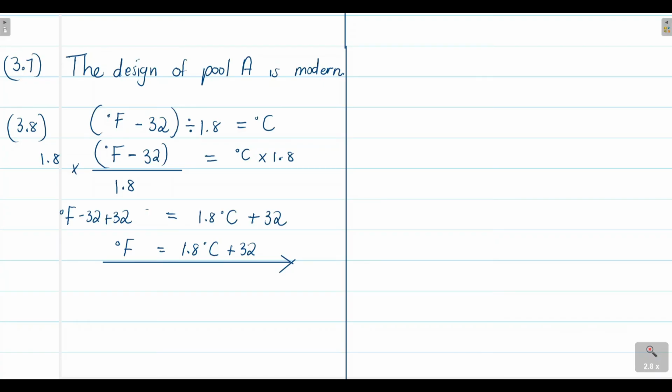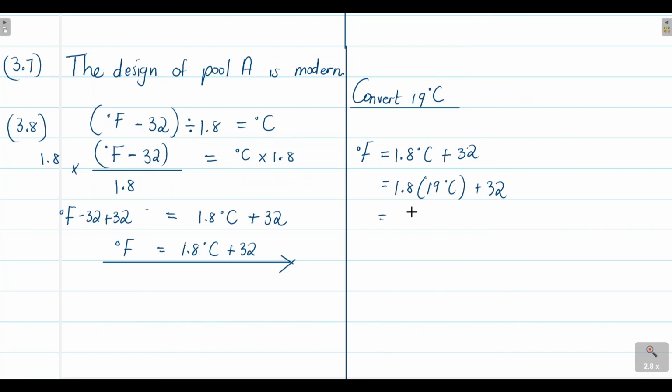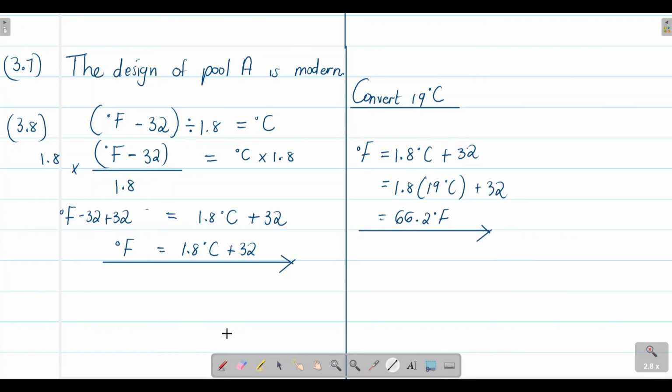To get the degrees Fahrenheit for 19 degrees, I want to convert the 19 degrees Celsius, right? So I'm going to take degrees Fahrenheit is equal to 1.8 times degrees Celsius plus 32. Where I see degrees Celsius, I'm going to substitute that 19, plus 32. If you punch that into your calculator, what do you get? You will get 66.2 degrees Fahrenheit. So we've converted the 19 degrees Celsius to Fahrenheit.